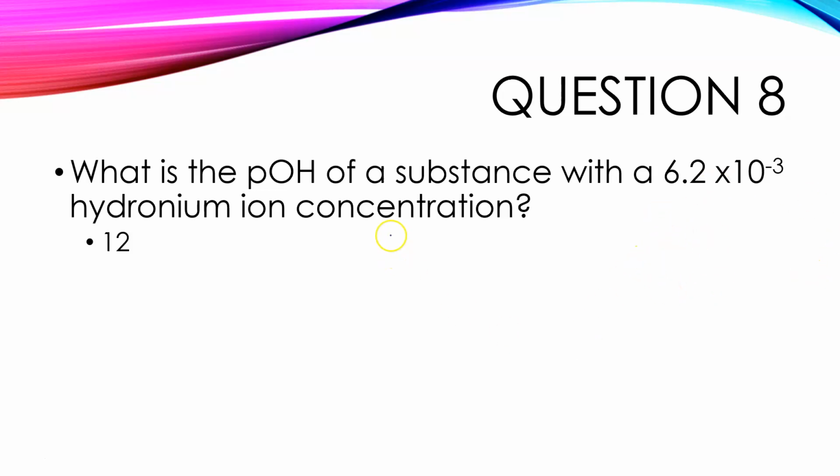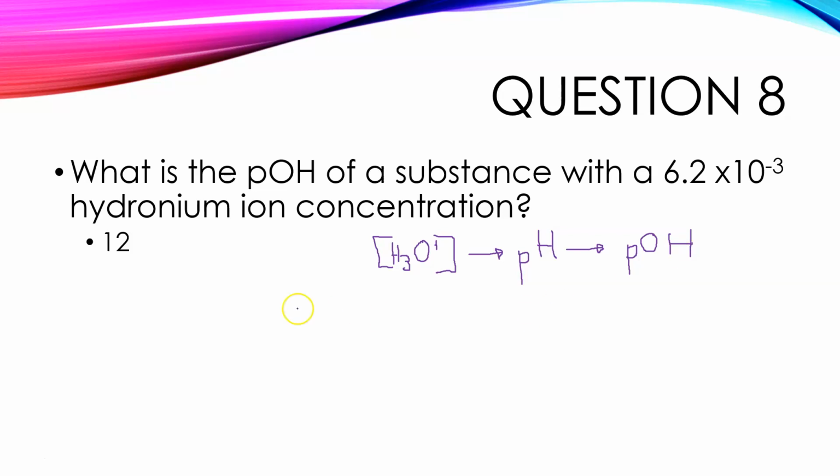So we know that we are starting with our hydronium ion concentration. The only thing we know to convert a hydronium ion concentration to is pH. But the problem wants pOH, but that's fine because we know how to convert from pH to pOH. So let's take a look at what the steps to this problem would have looked like.